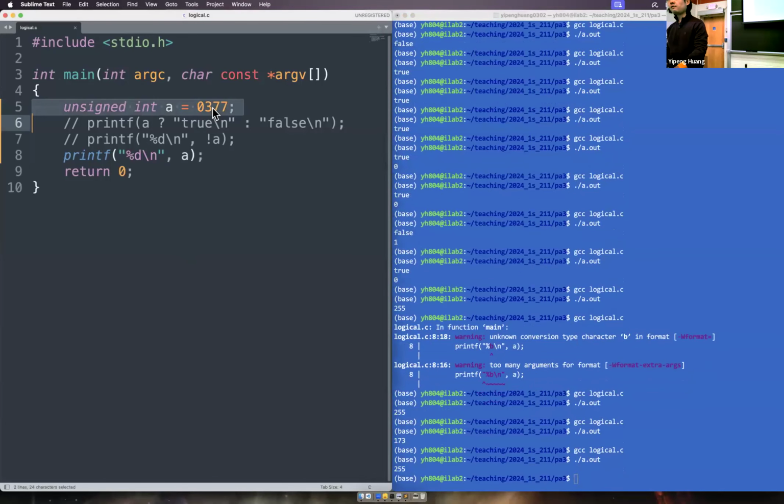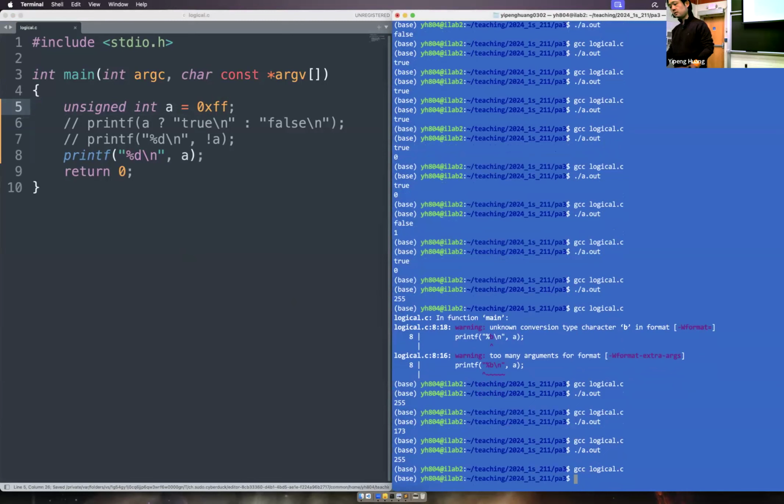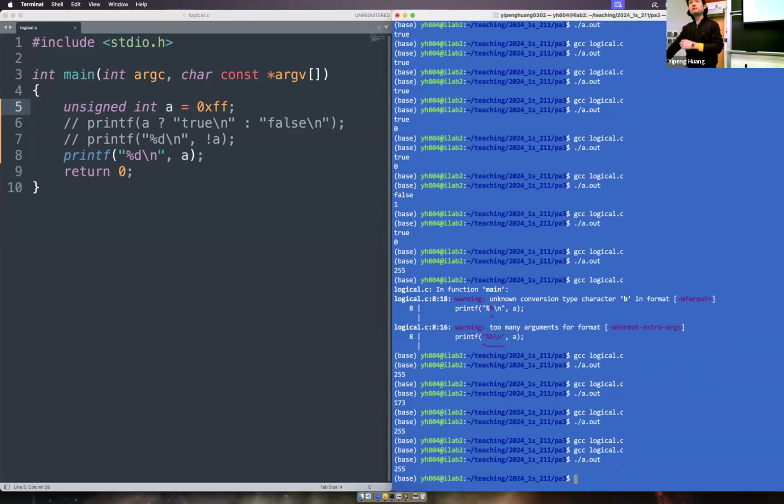And what's the fourth and last way that we can do this? Hexadecimal? We can do hexadecimal. So how do I write a hexadecimal? Yeah, just shout it out. 0x, so 0xFF. So F is 15. So 15 times 16 plus another 15 is 255.